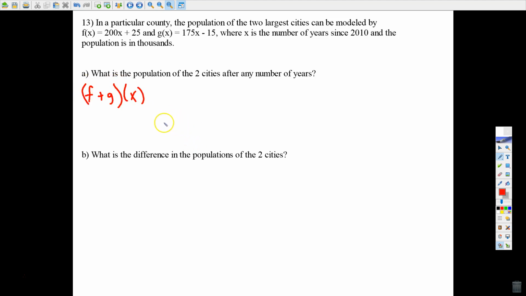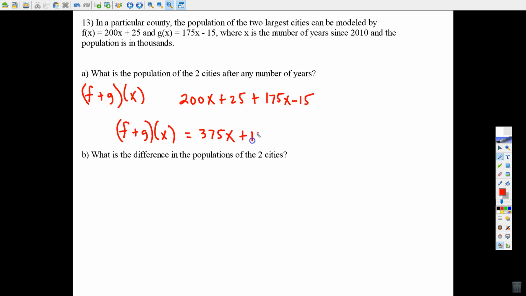So we're going to take the f function and we're going to add to it the g function. And when we do, we'll come up with our answer. Our f plus g of x will be 200 plus 175, that's 375x, and then 25 minus 15 is 10. So the answer for part A is really the sum of those two functions.